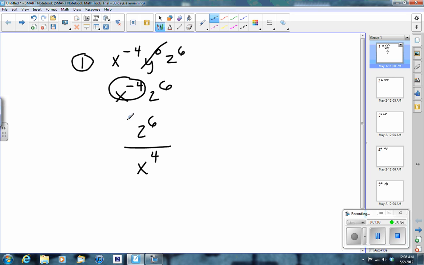I noticed some people in the test that put 1 times z to the sixth. They were thinking about the y to the zero power. That's fine too, but eventually you would simplify this just to z to the sixth power. You wouldn't leave 1 multiplied by z to the sixth.